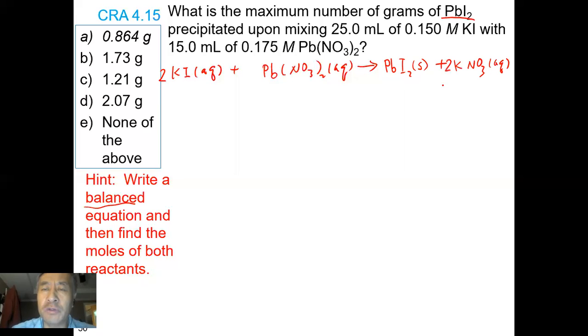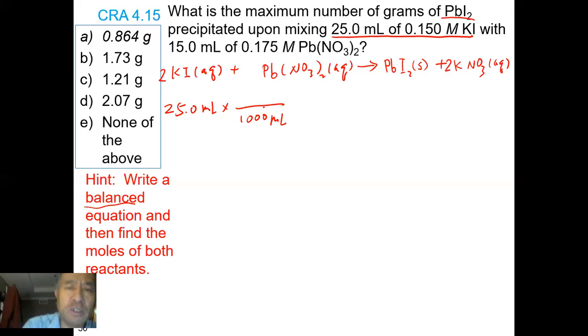Next, the hint is to find the moles of both reactants. To do that, we start with the given volume and molarity. For this KI, you convert the 25.0 milliliters into liters first, and then use molarity, which we did in the first part of the chapter 4 lecture. Whenever I have this capital M, you can write this information as a fraction. So one fraction will be this many moles of KI over 1 liter of the solution.